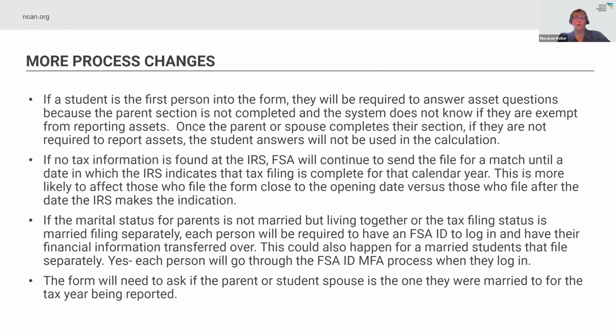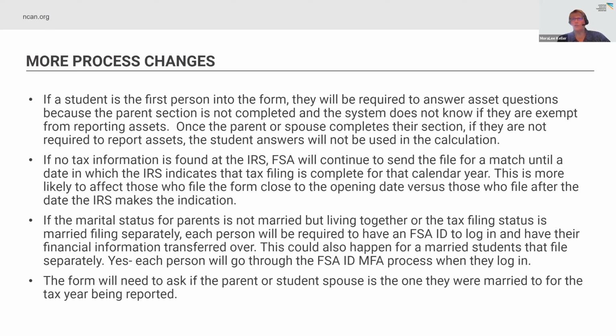If the student is the first person into the form, they are going to be presented the asset questions and are going to need to answer them, because the form does not know yet whether the family is under the $60,000 income ceiling. Once the parent completes their portion of the form, if the parents were not required to report assets, any answers that the student provided for assets will not be used in the formulation and calculation of the student aid index, right?